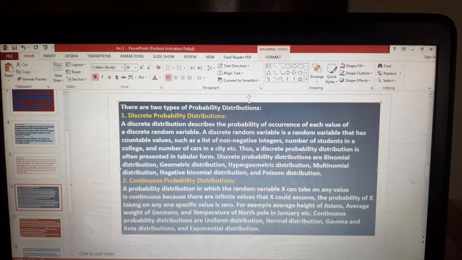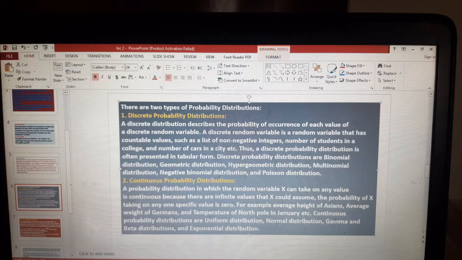There are two types of probability distributions. Number one, discrete probability distribution. Number two, continuous probability distribution. A discrete distribution describes the probability of occurrence of each value of a discrete random variable. A discrete random variable is a random variable that has countable values, such as a list of non-negative integers, the number of students in a college, and the number of cars in a city, etc.